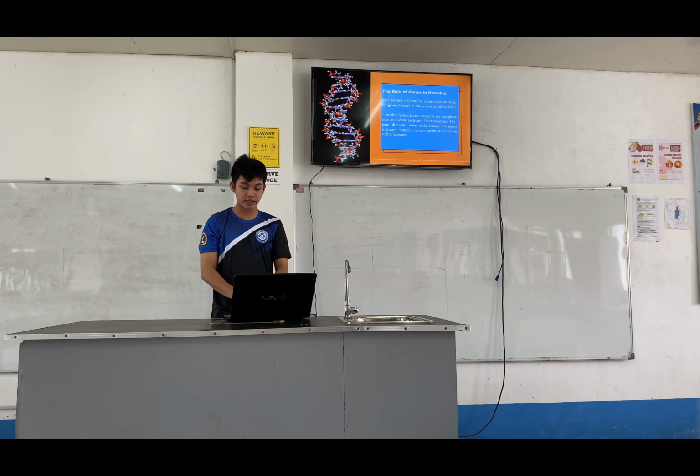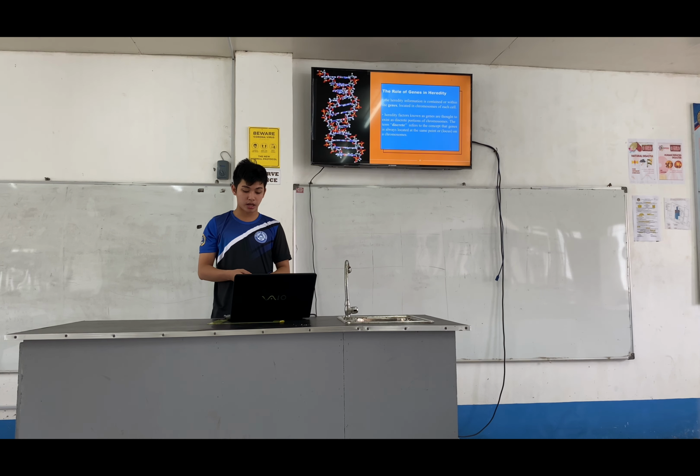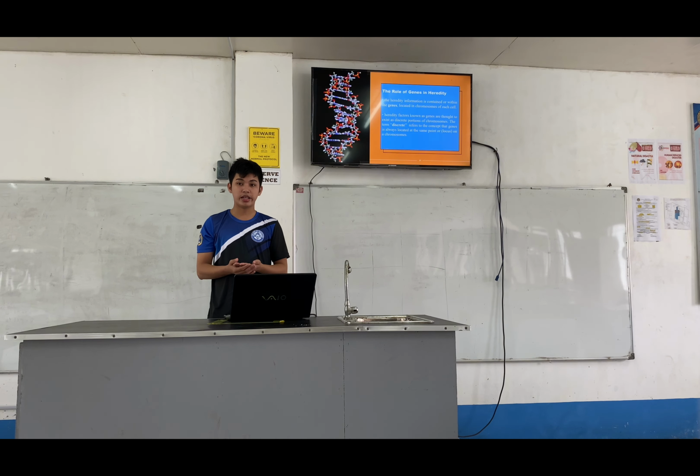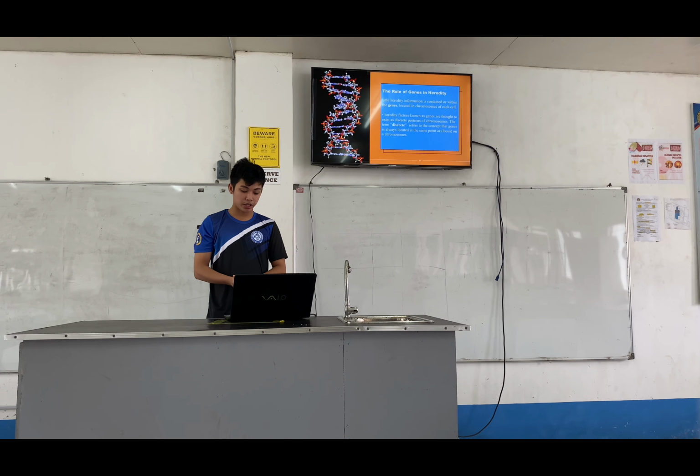The role of genes in heredity. As we all know, heredity is the information contained within the genes located in the chromosomes of each cell. Heredity contains genetic heritage or characteristics that are passed down by our biological parents to the offspring. Examples of this heredity are the eye color, the height, the complexion, and the hair color.